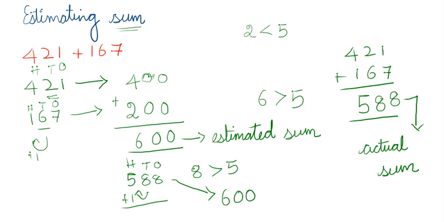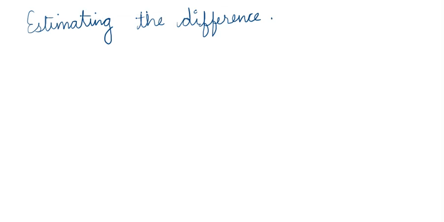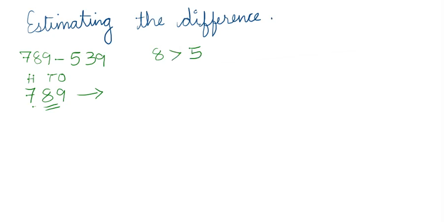So now we will just move on to estimating the difference. So the steps are the same. So I will take an example of 789 minus 539. So since we are not given any particular place value to be rounded off, I will take my highest place value, that is my hundreds place, hundreds, tens and ones. So now I will just have a look at my tens place, right? So my tens place is actually greater than 5, which means I have to add 1 to my hundreds place.